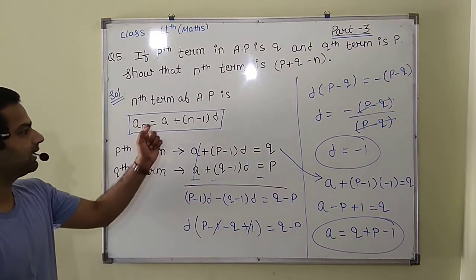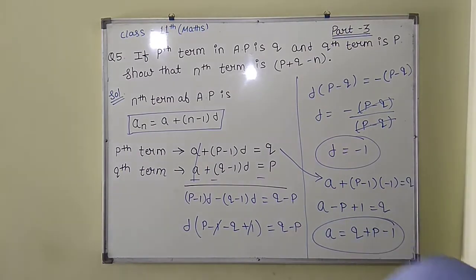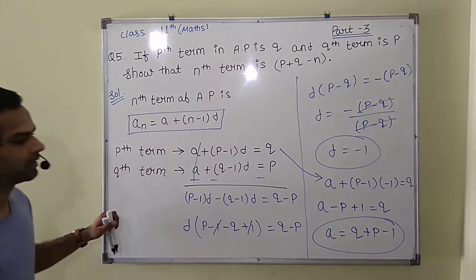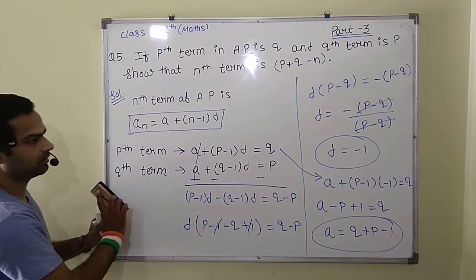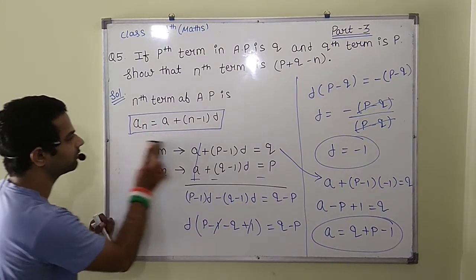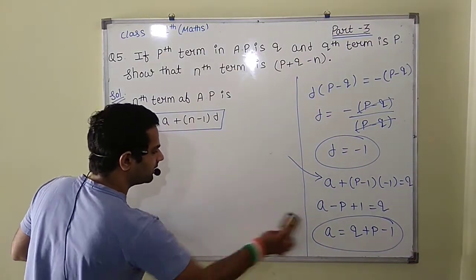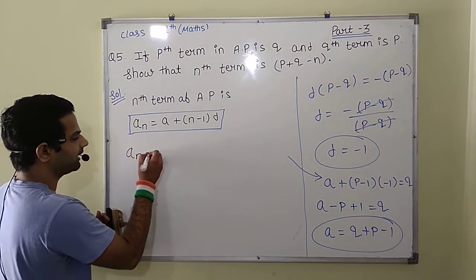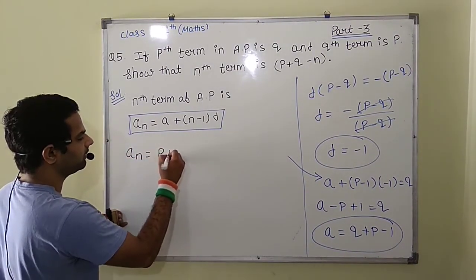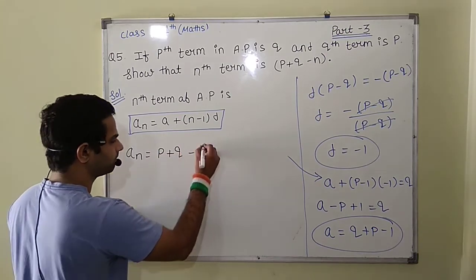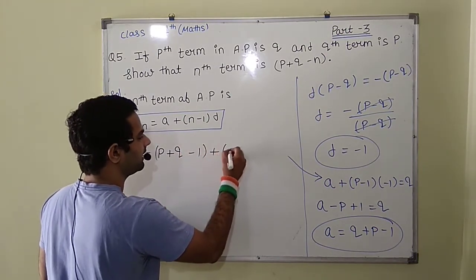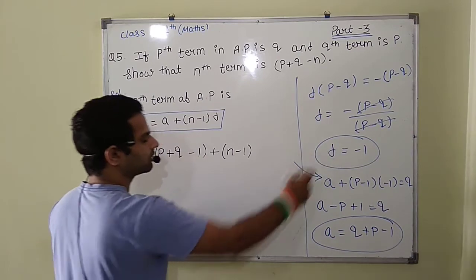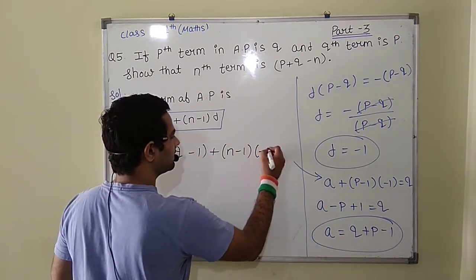Now to find the nth term, we need to put these two values in this formula. So note down this whole formula, and then we will put the values of a and d. In this formula we are going to put the value of a. What is the value of a? p plus q minus 1, plus (n minus 1) into d. So what is the value of d? d here is minus 1.